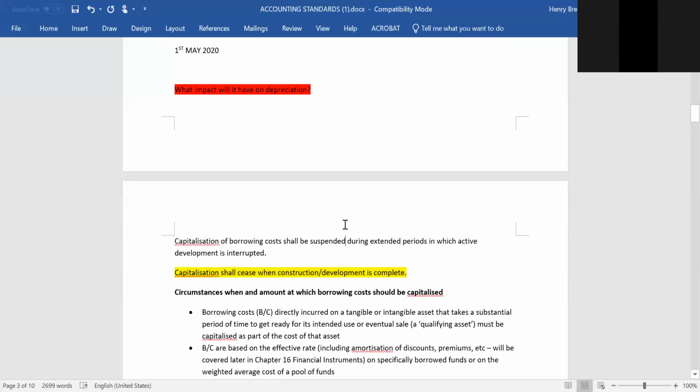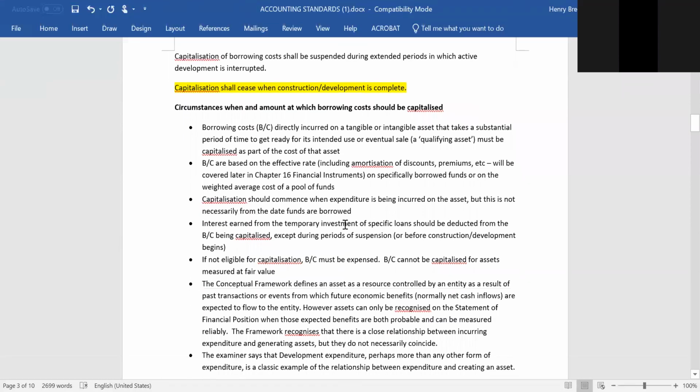These are the conditions. The examiner brings in dates to get the student confused. Now let's look at more details pertaining to IAS 23 borrowing costs. Circumstances when and an amount at which borrowing costs should be capitalized. So we are looking at instances when we are supposed to capitalize borrowing costs and instances where we can determine the valuation of a borrowing cost.